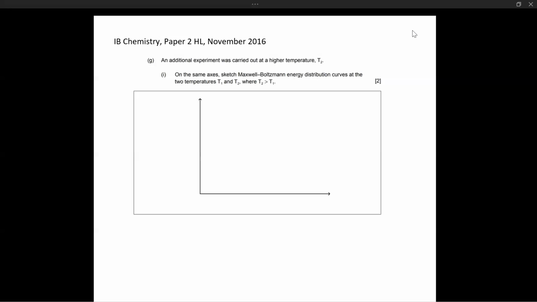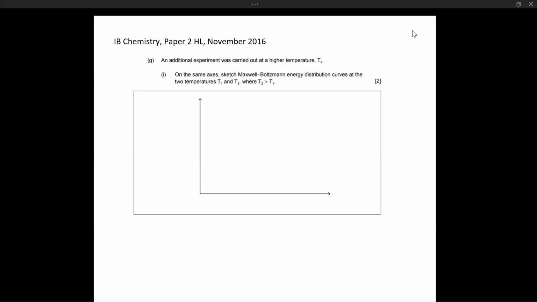So the question asks, an additional experiment was carried out at a higher temperature. So this is a part of another question. The information prior to this is irrelevant for this. You don't need to have that. That's why I've just taken a snippet of this part. So there is an experiment and it was carried out at a higher temperature than the original experiment.